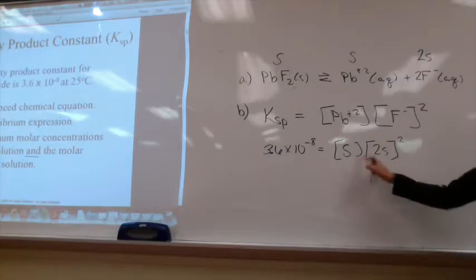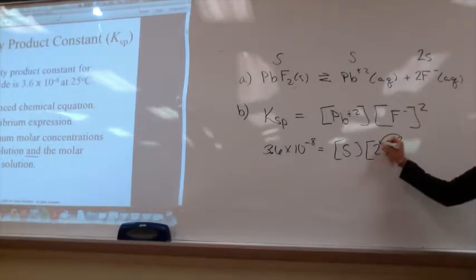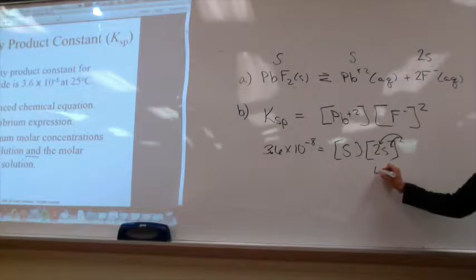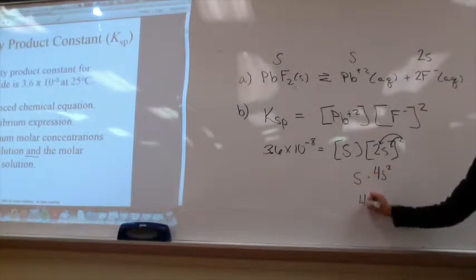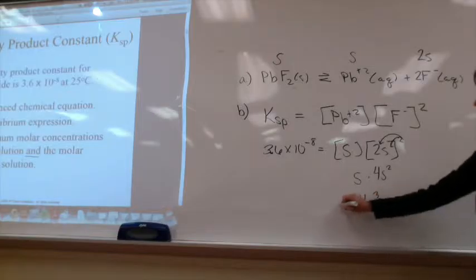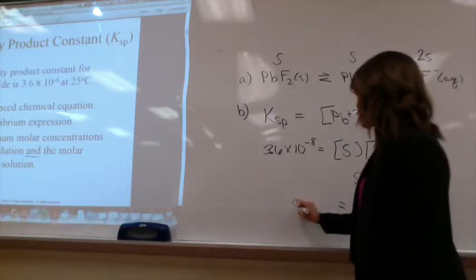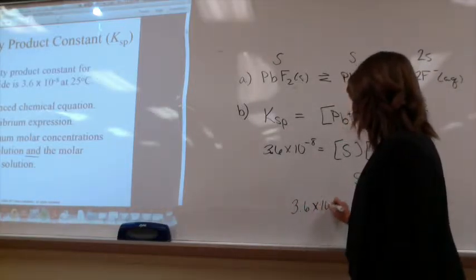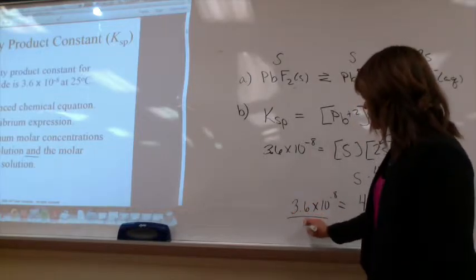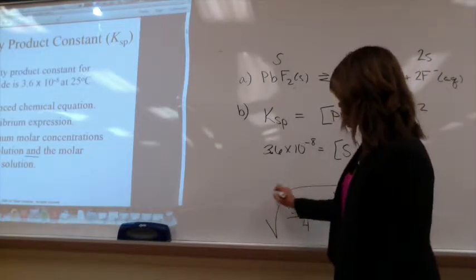So then what is S times 2S squared? 2 goes into the 2, 2 goes to the S, so this is 4S squared times S, so this is 4S cubed equals 3.6 times 10 to the negative 8th. So when you solve this, you divide by 4, and then you cube root this.